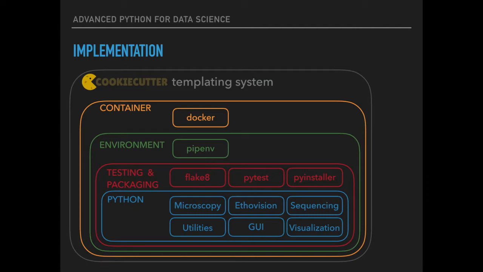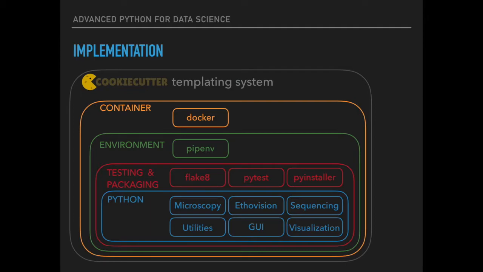Flake 8 provides a reproducible way of ensuring code is consistent with Python's conventions. PyTest provides a reproducible way of running tests. PyInstaller provides a reproducible way of packaging the app for distribution. The Python modules themselves provide a reproducible way of performing computations and manipulating data from different devices used in research.